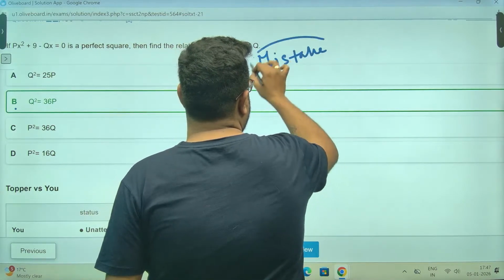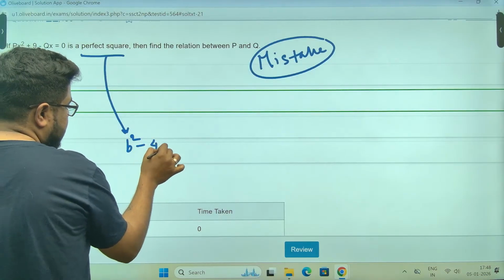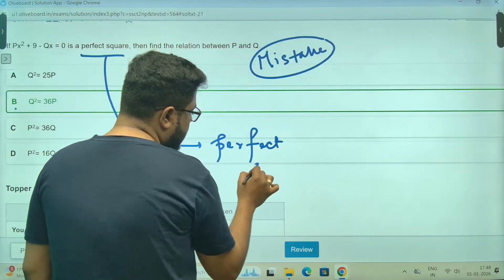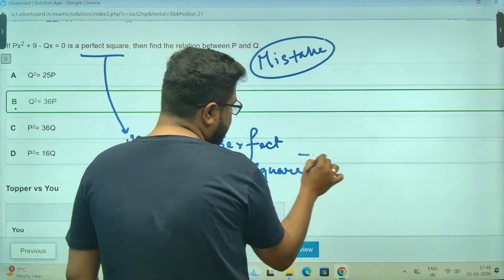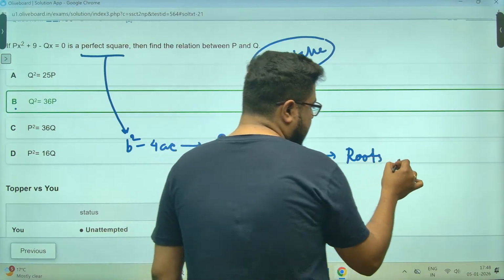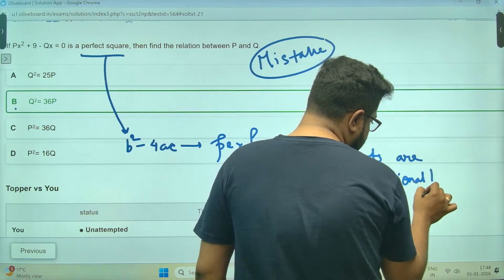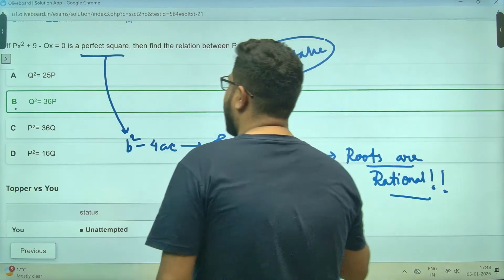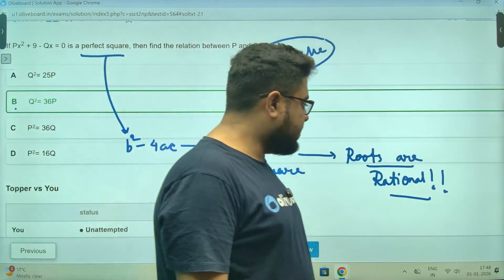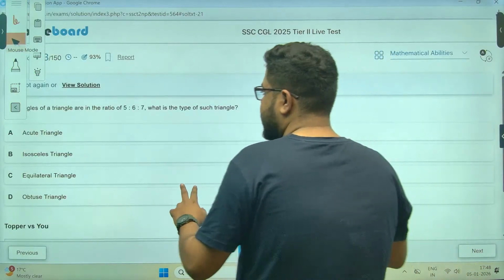Mistake. Please remember, if b square minus 4ac is a perfect square, that gives you only one conclusion: the roots are rational always. You will 100% get rational roots. But again, how can this equation be a perfect square? It's a little weird. Something is wrong here. Okay, so please avoid this question. Next one.